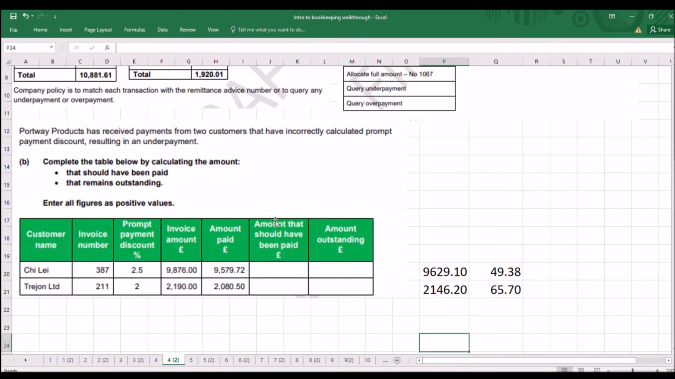Right. Question B, then, complete the table below. So in terms of the amount that should have been paid, we've got a 2.5% prompt payment discount here that we'd be deducting from the full amount. So we say should have paid 9629.10. They didn't. They paid a lower figure, 9579.72. So they still owe us £49.38. And this one here was 98%, because of a 2% payment discount, 98% of the 2190, which is 2146.20, and they paid, that's what they owe us, £65.70. So that's the answer for B.